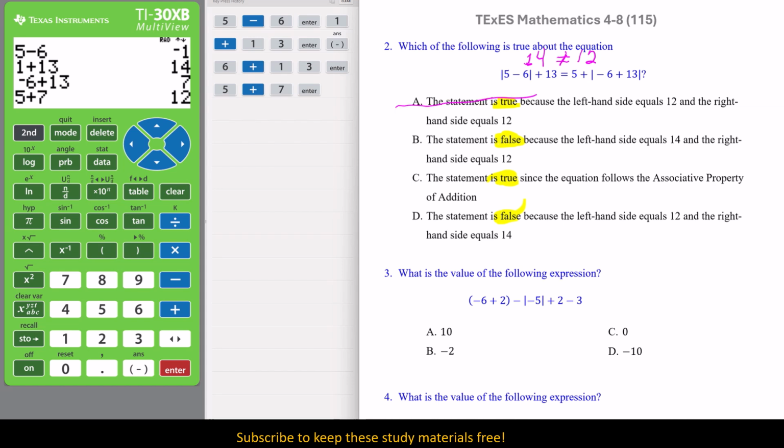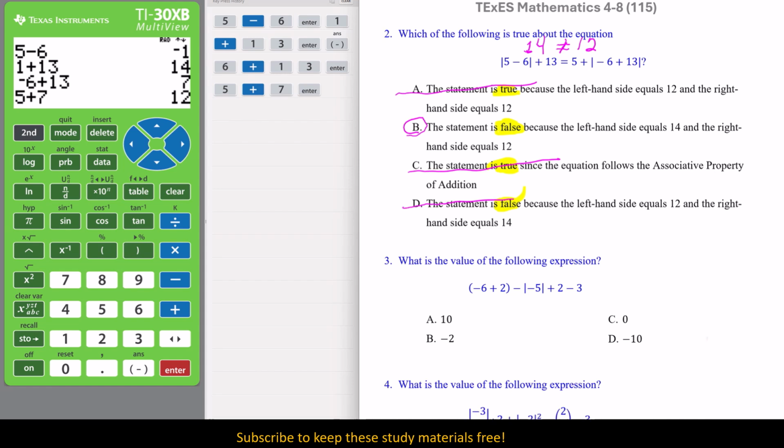That gets rid of option A, and that gets rid of option C. Now let's look at B. The statement is false because the left-hand side equals 14 and the right-hand side equals 12. I agree with that, and I'll circle it, but we need to look at D. The statement is false because the left-hand side is 12 and the right-hand side is 14. They have switched them, transposed, so D obviously is not correct either. So B is our option.